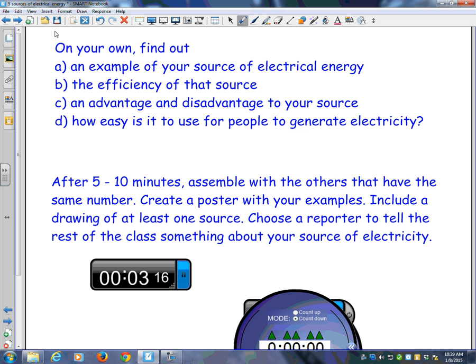Okay, this is a form of electromagnetic, and I want an electromagnetic source of electricity. It's important that you guys use the right search terms. Okay, if you're not sure, check with me.